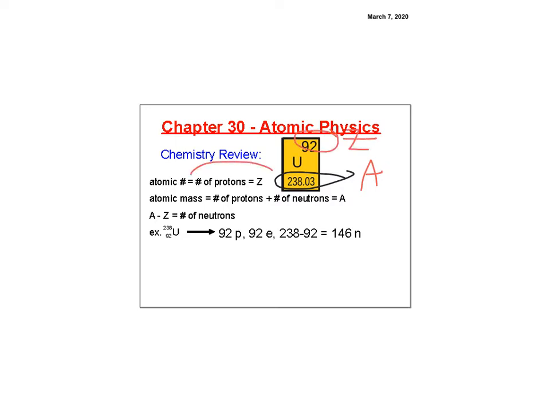And so Z represents the number of protons. Atomic mass is the protons plus the neutrons. So if you do A minus Z, you get the number of neutrons. So if you see uranium-238, you know that there's 92 protons, 92 electrons, and 238 minus 92, which gives you 146 neutrons. That's the easy part.